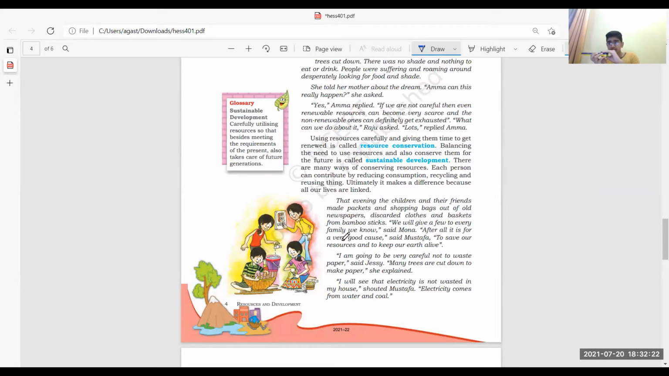I conserve these boxes rather than wasting them, rather than forgetting them. I carefully utilize it. I carefully replenish it. I renew it. That is resource conservation. But when you conserve it for the future, it is sustainable development. Simple, guys. I hope you understood.